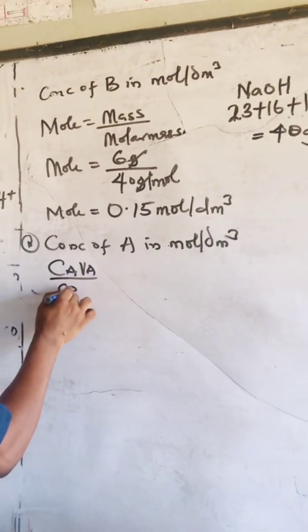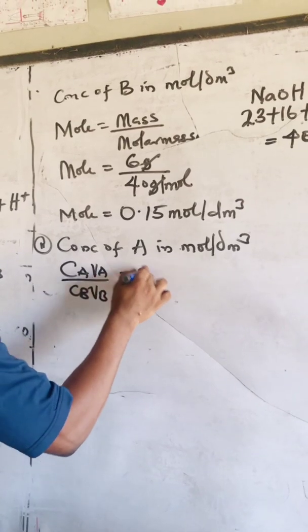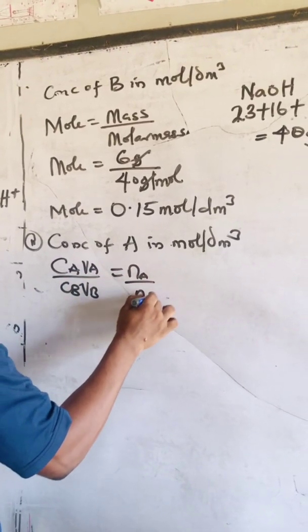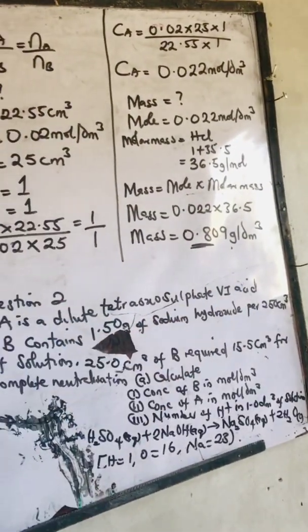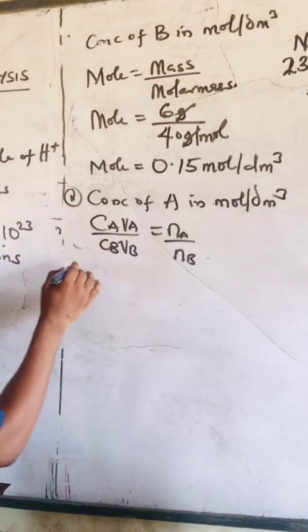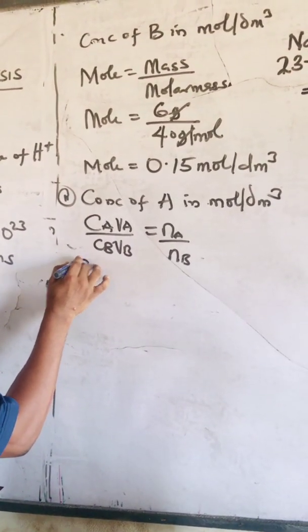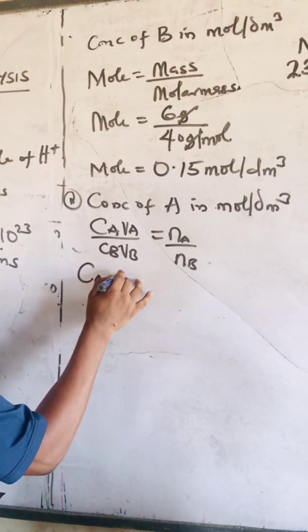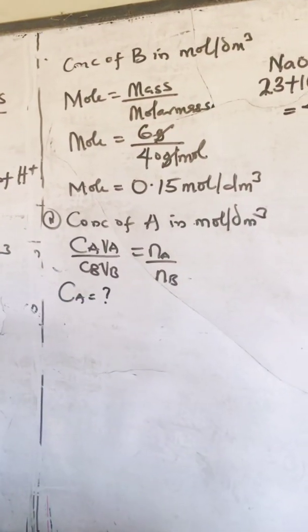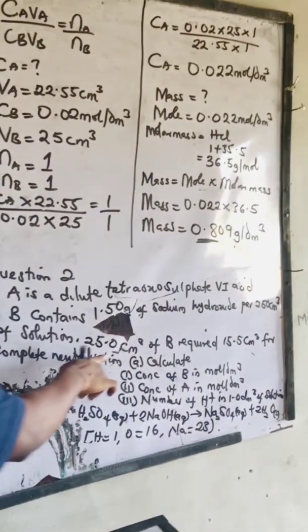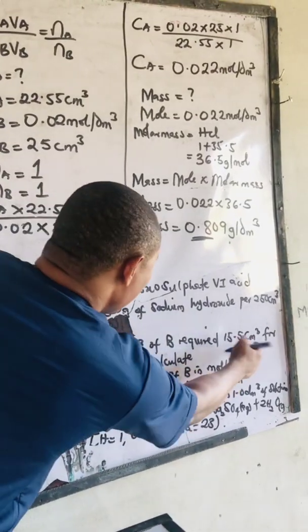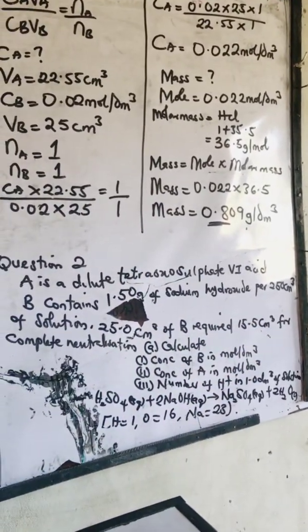We are familiar with that already: CAVA over CBVB equals NA over NB. So the concentration of A, diluted tetraoxosulphate(VI) acid, is what we are looking for. That's CA. The volume of acid now in the question, of B required, is given as 15.5 centimeter cube.